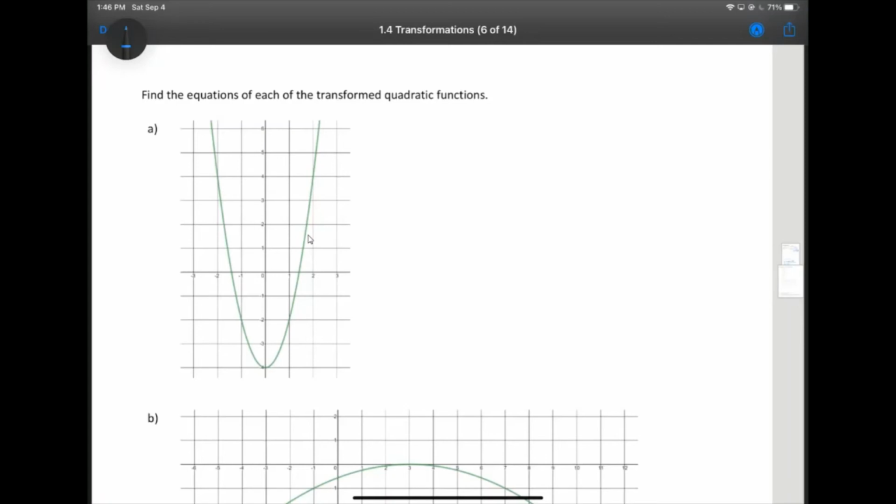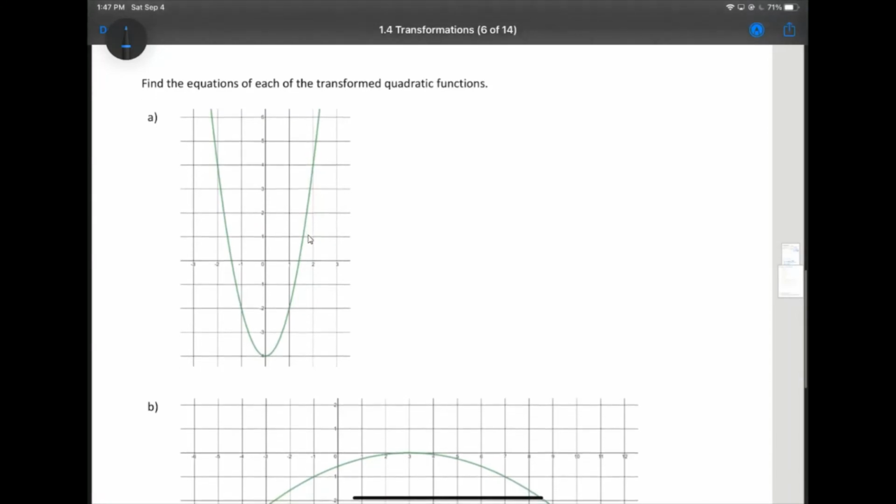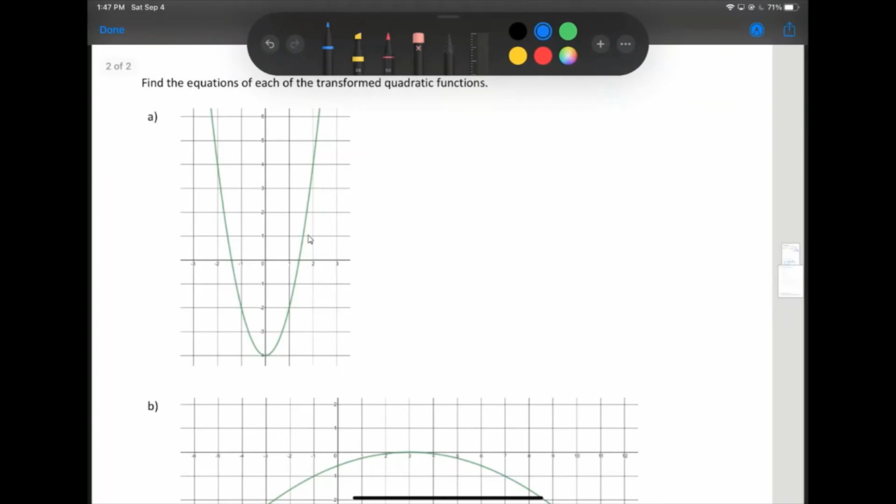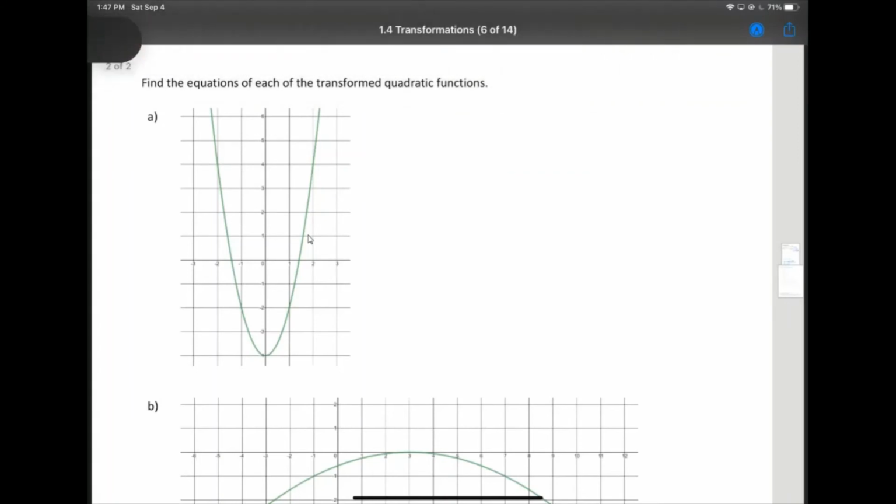Now, something that computers are not particularly good at is taking a graph like this one in A and finding out what its equation is. That, to me, is a useful skill, and still tests all the same things. You still have to know what each of the transformations does. So let's just take a look at a few points on this graph and see if we can figure out what its equation will be.